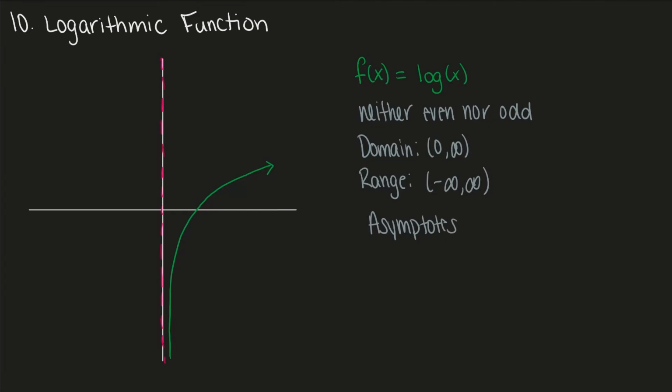We have one asymptote at x equals 0, so that vertical asymptote at x equals 0. And for our end behavior, as x goes to infinity, y goes to infinity. But as x approaches 0 from the right, so as we get closer and closer and closer to 0, moving from right to left, y approaches negative infinity.